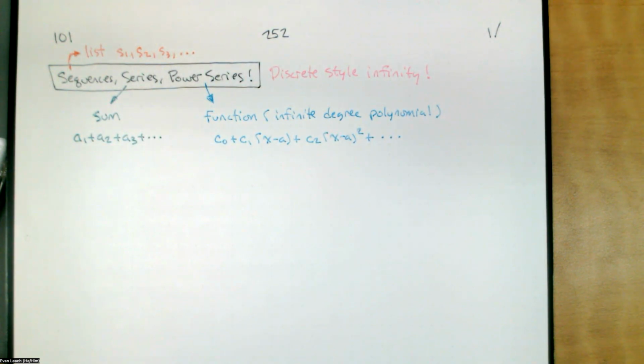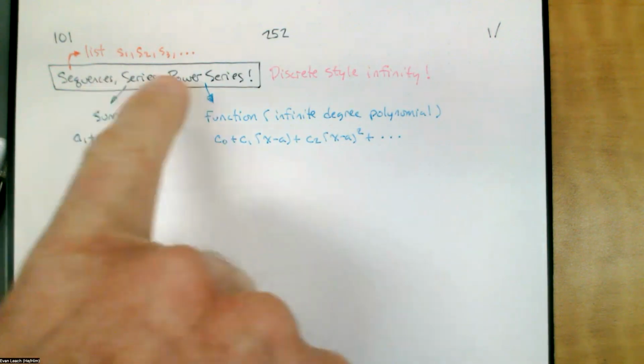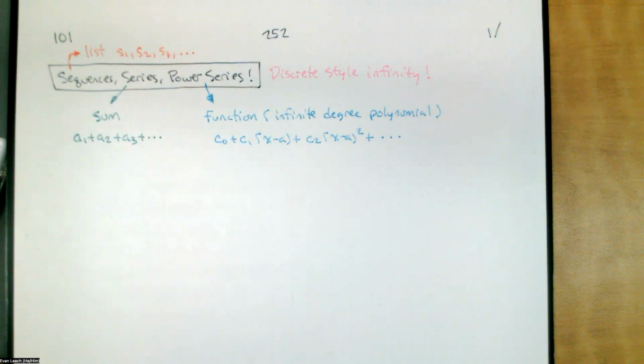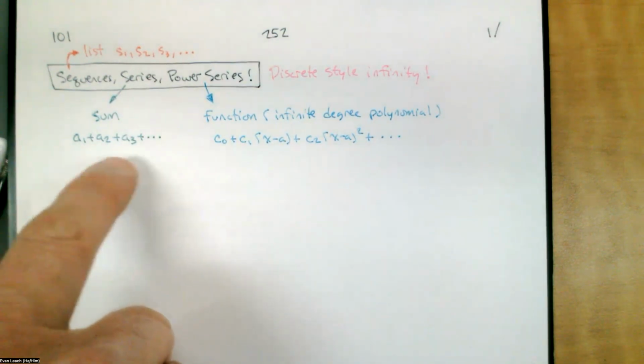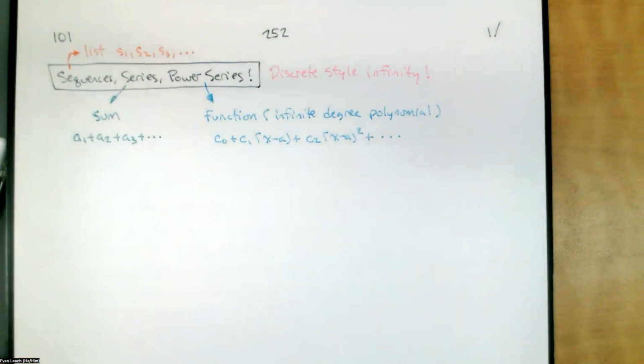Let's talk about the three objects that we're going to be looking at. The most important one is the last, power series, but we need to go through the previous ones to get there. We've got sequences, which are just lists. Notice that I have a bunch of terms and they are separated by commas. That's just a sequence. It's a list. A series is a sum. So I just have a bunch of terms, but instead of being separated by commas, I am adding the terms together: a1 plus a2 plus a3 and so on. That's a series.